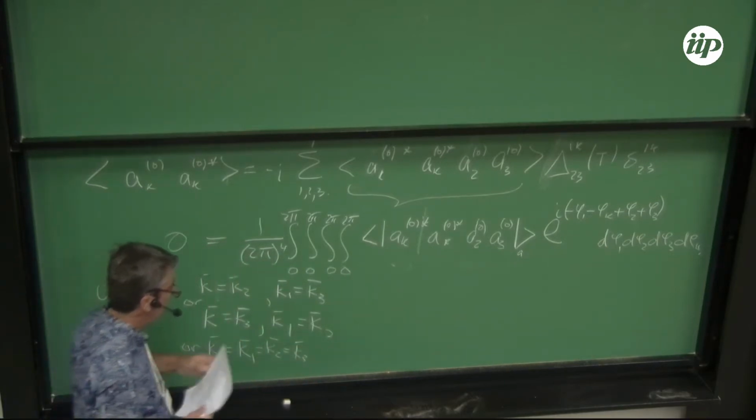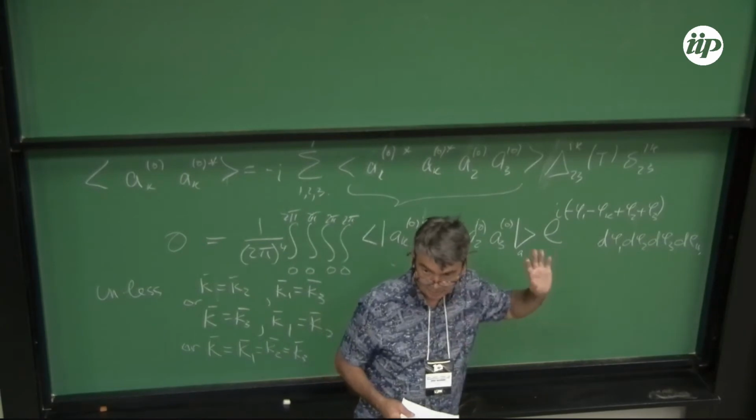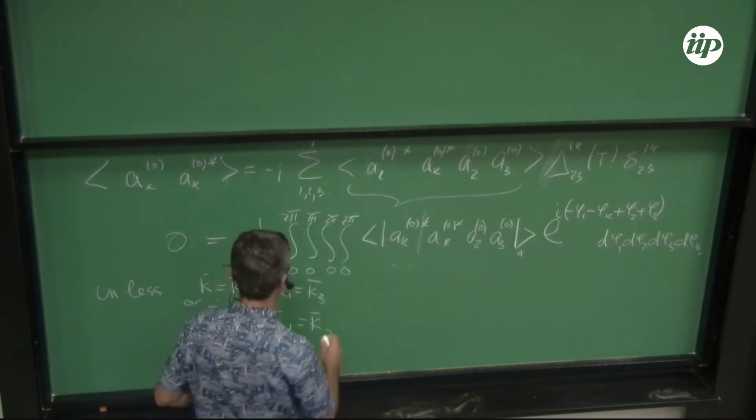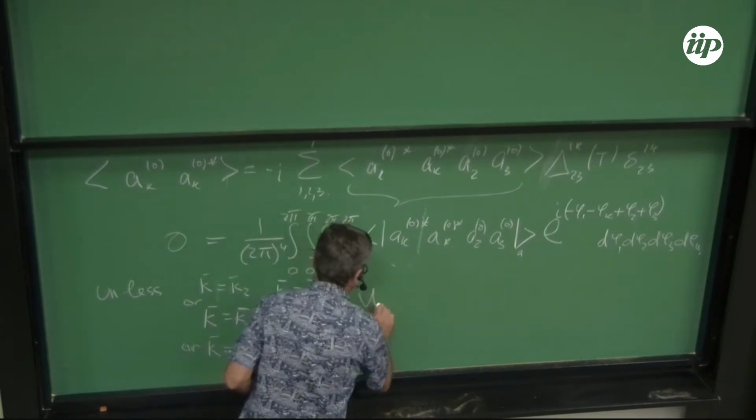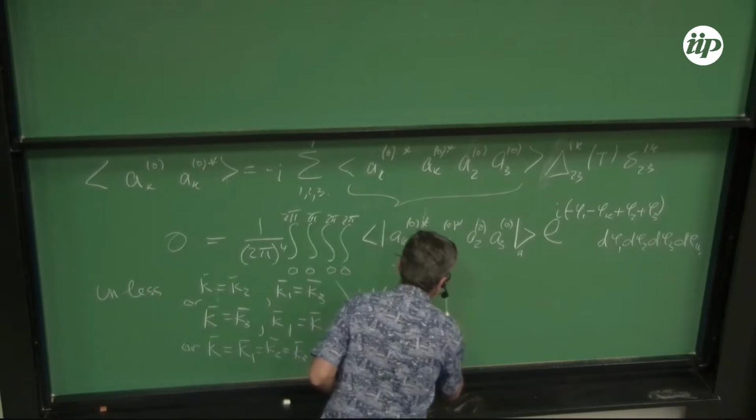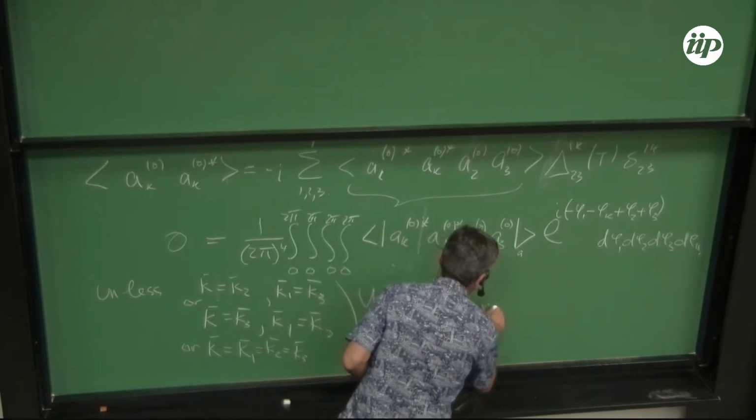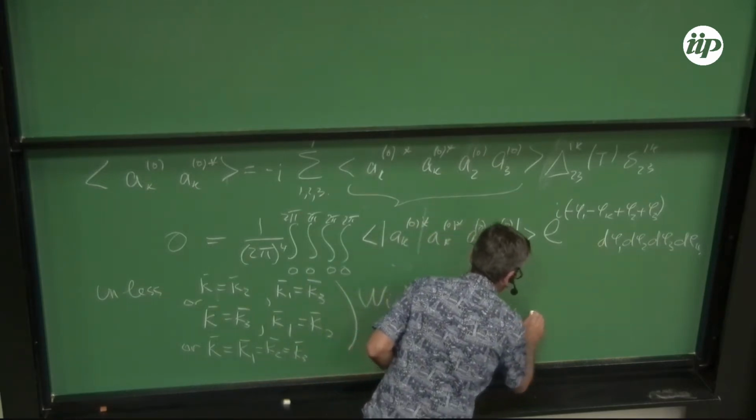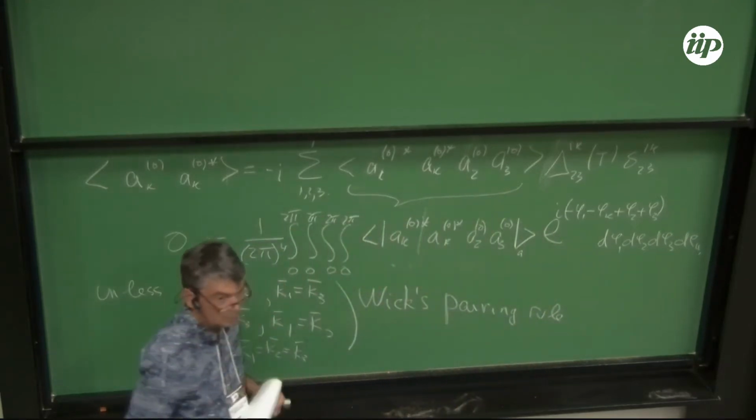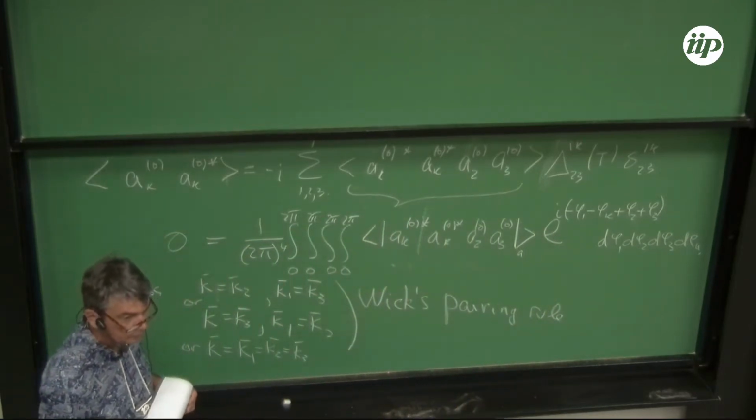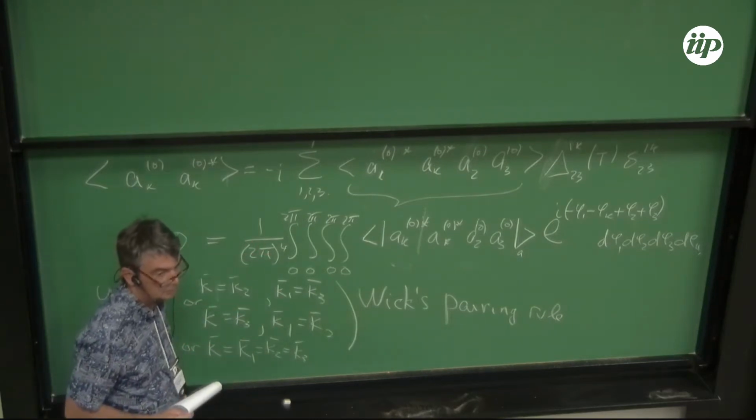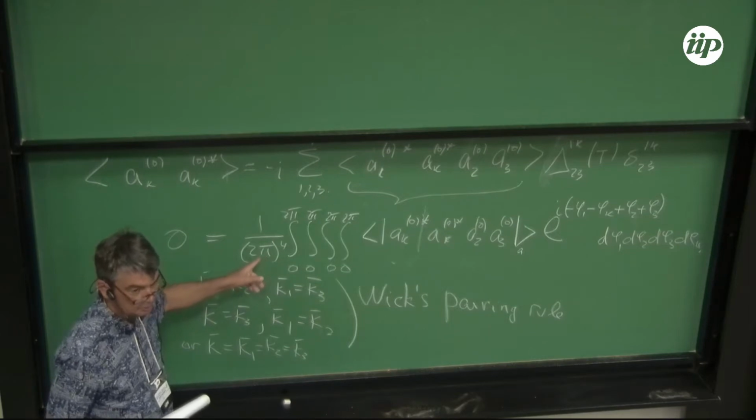Right? In which case, this integral just simply gives 1. So this is called Wick's pairing rule. Cancel the normalization coefficient.